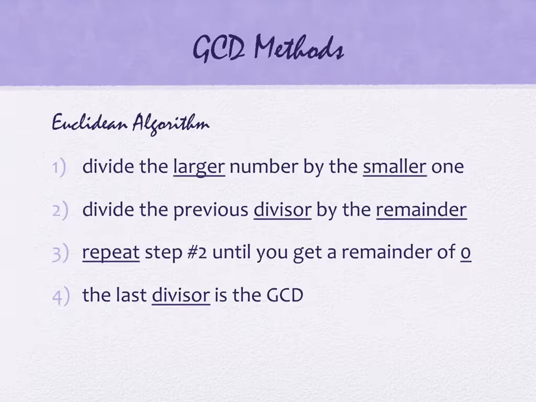All right, so the Euclidean algorithm, what you do is you divide the larger number by the smaller one. You take the previous divisor and the remainder, and you repeat that step until you get a remainder of 0. The last divisor is the greatest common divisor. And I know I said that really quick, and the reason I did is because this one makes no sense until I show you an example. Like 0 at all. Not even sort of, kind of.